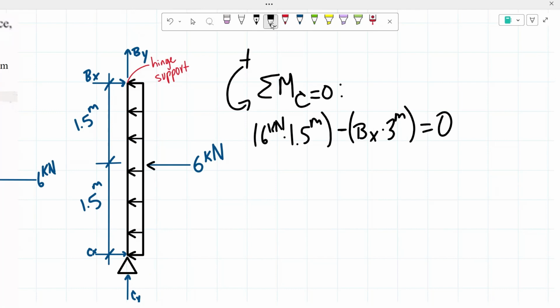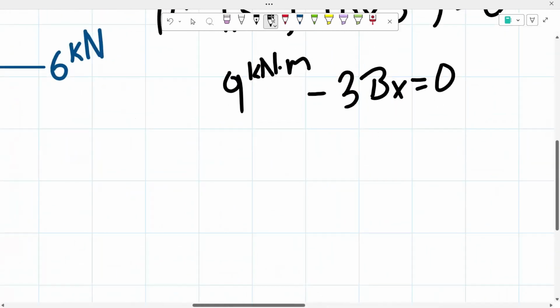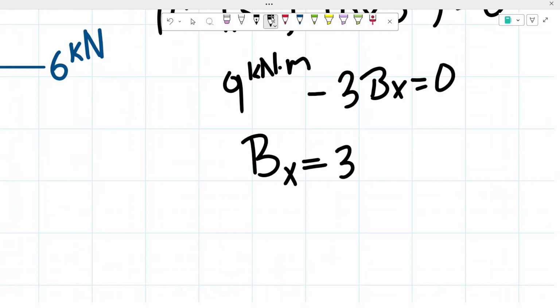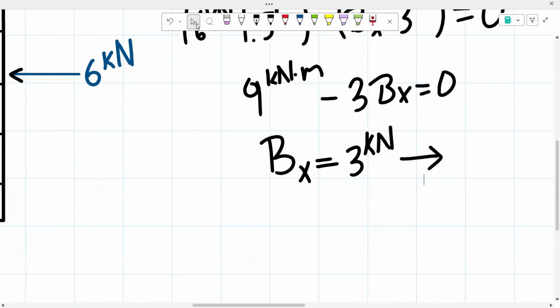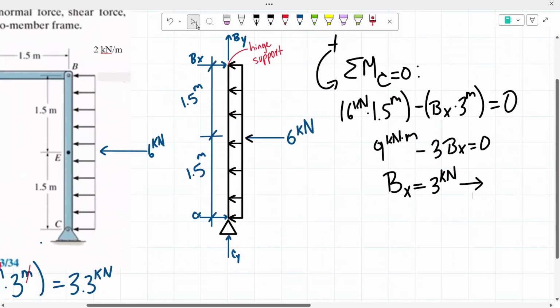So from here, we would simply be solving for B of X. So we get 9 kilonewton meters minus 3 B of X. All of this has to equal 0. So we would simply be solving for B of X, and we end up getting that our reaction B of X is equal to 3 kilonewtons. We get a positive number, meaning that we assumed correctly the direction of our reaction. So we have found the value of one of our unknown reactions.